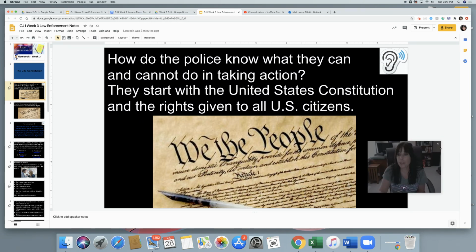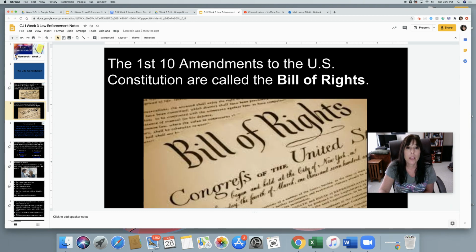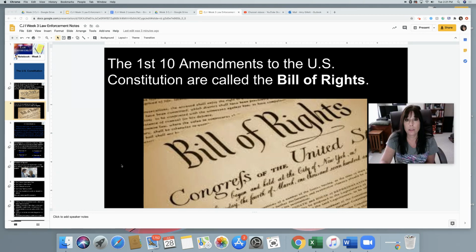And we have an ear here, so you can just listen. How do the police know what they can and cannot do in taking action? They start with the United States Constitution and the rights given to all U.S. citizens. The first 10 amendments to the U.S. Constitution are called the Bill of Rights, and you should write this down. The Bill of Rights, and that's where we're going to start.